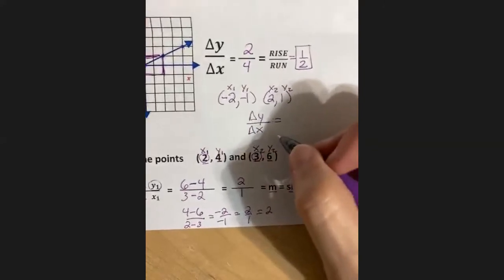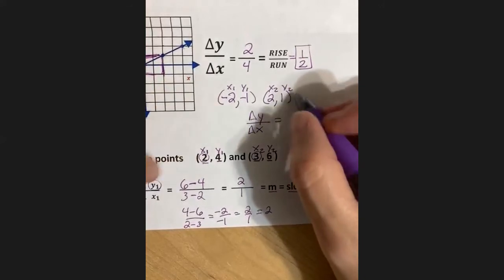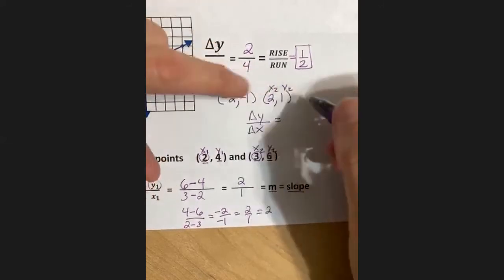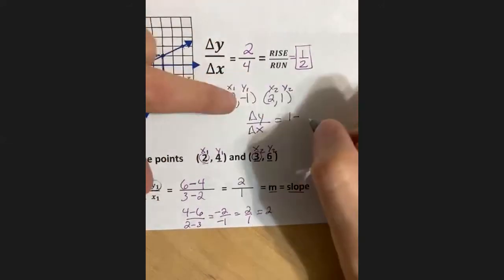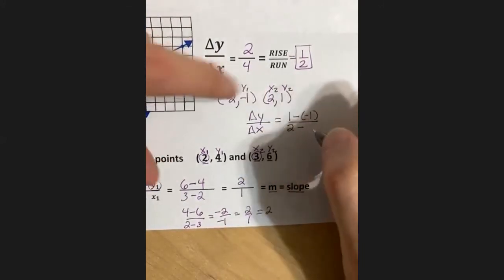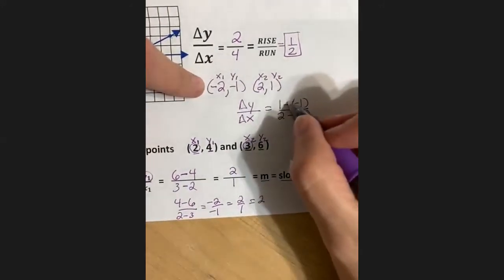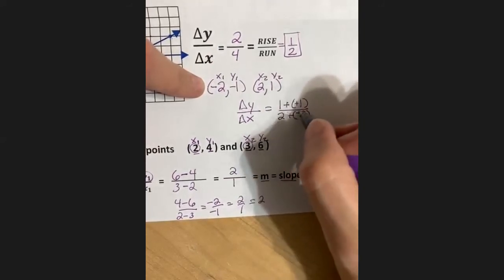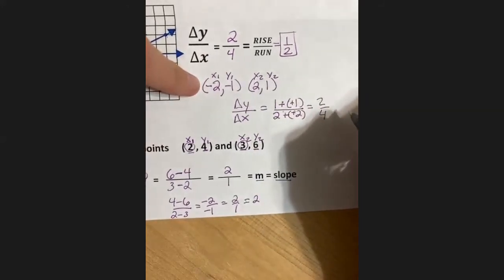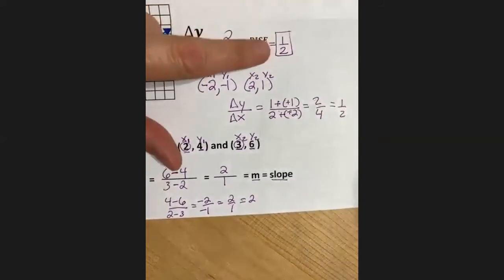And the more you write this, the better you're going to be at it. Change in y's, y2, and remember it's y2 first minus y1. And again, if you do y1 minus y2, just make sure you stay consistent. So y2 is 1, y1 is -1 over 2 minus a -2. And I'm putting it in parentheses because I need to keep, change, keep, change. And 1 plus 1 is 2, and 2 plus 2 is 4. And I can reduce this down to a half, which is the rise over run that I got.